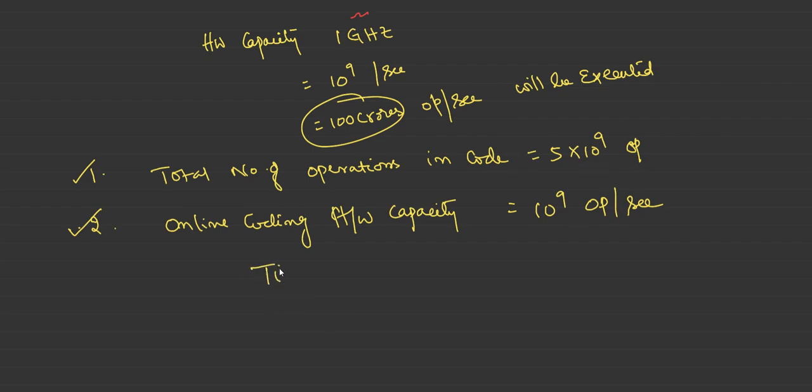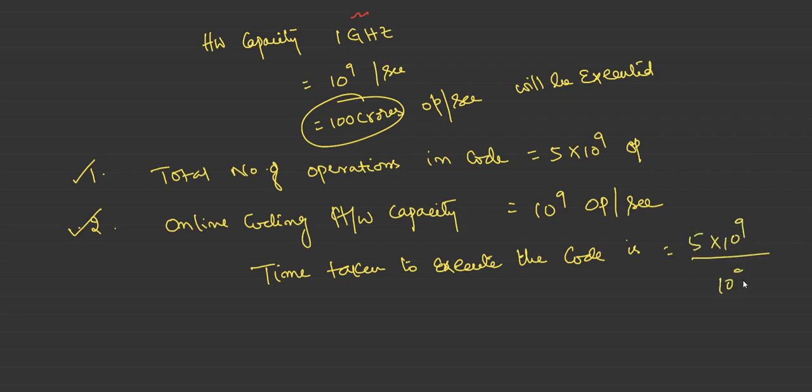So I can calculate the time taken to execute the code as 5 into 10 power 9 divided by 10 power 9 operations per second. So 10 power 9 and 10 power 9 cancel, operations cancel, which means 5 by 1 second, which is nothing but 5 seconds. So I have to conclude in this way.